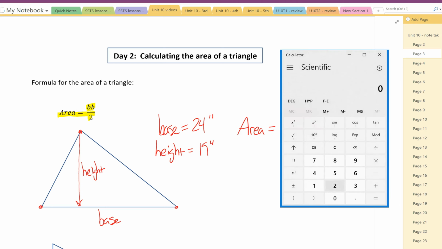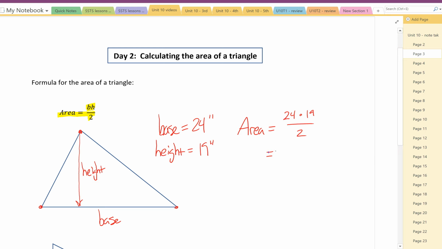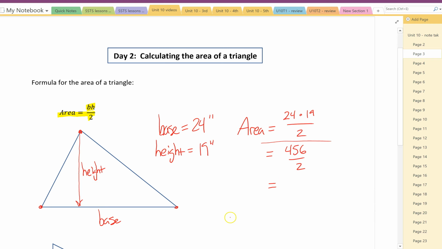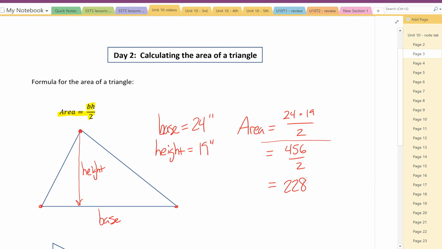So I can cheat and use my calculator. 24 times 19 is 456. So the area is 456 divided by 2. Because all I've done so far is multiply these two together. I haven't divided by 2 yet. Now I'm going to take that 456 and divide it by 2. So the area of this triangle would be 228 square inches.